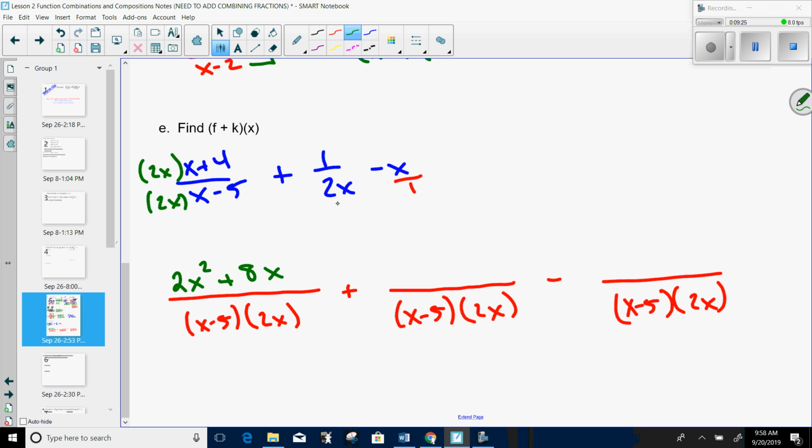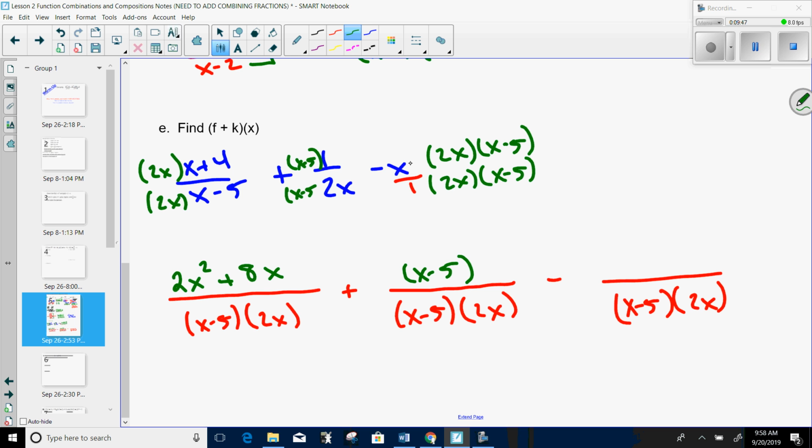Okay? Now, what do I need to do to this middle fraction? I need to multiply it by x minus 5 on the top and the bottom, which means I distribute the 1 and I'm going to get x minus 5. Okay? What do I need to do to this last one? I need to multiply it by 2x and x minus 5, which means I need to multiply the top by 2x and x minus 5 because it's missing both of those.